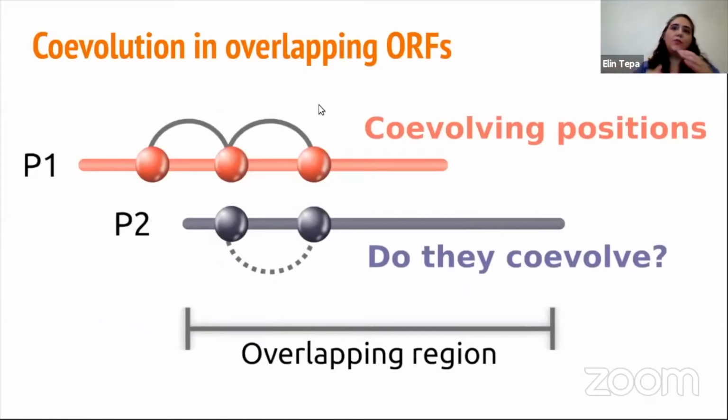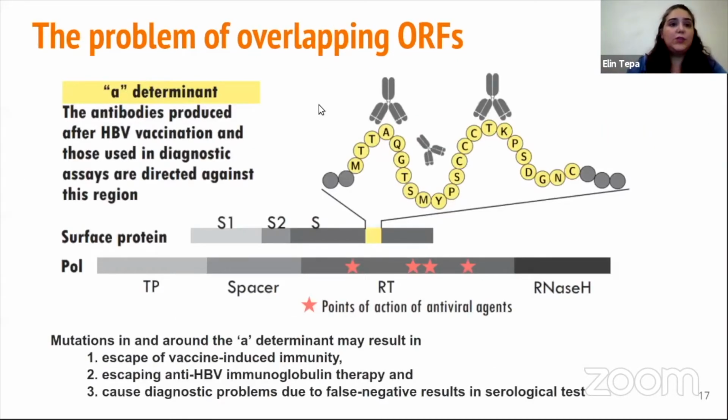So going back to the problem of overlapping ORFs, we detect coevolution in one protein, but we know that it's overlapped with another one. So the question is, does the other protein coevolve on the same position or not? This is important in particular in the case of hepatitis B, because we have the polymerase that has the drug-resistant mutation and the surface protein that's used to generate the vaccine. So mutation inside the surface protein may generate escape of vaccine-induced immunity, escape from immunoglobulin therapy, and also cause diagnostic problems due to false negative results in serological tests, just because the antibody cannot recognize the mutated protein.